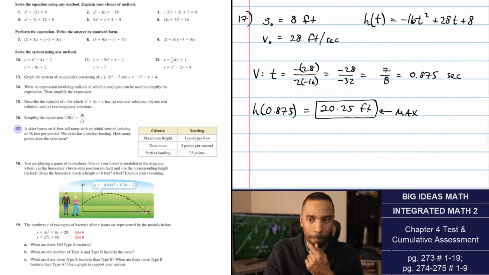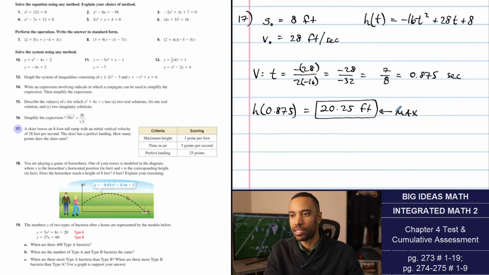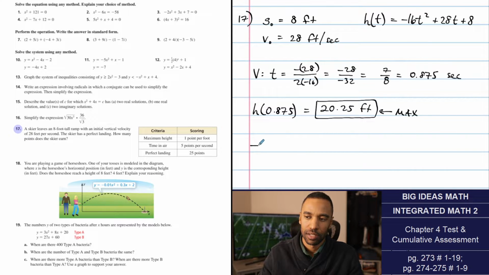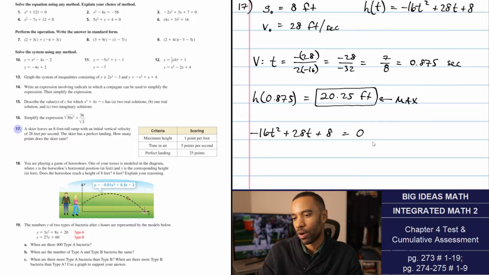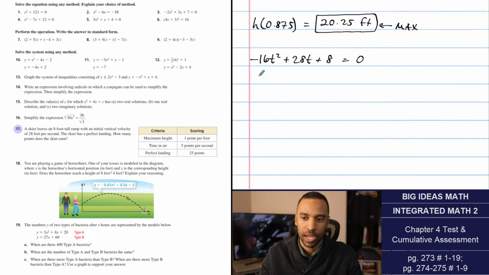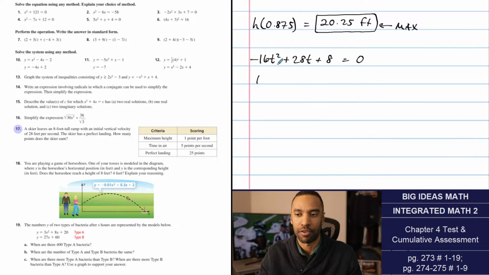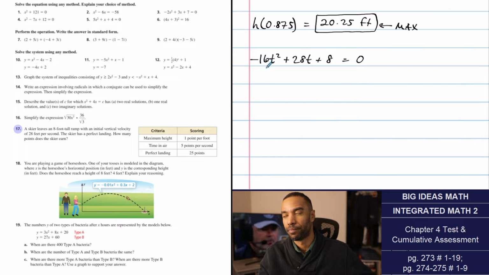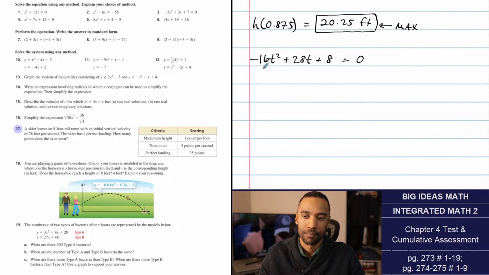Time in the air. How long is the skier in the air? This time we take that same equation, negative 16t squared plus 28t plus 8, and set it equal to 0. At what time do we get a height of 0? I'm going to change all the signs and divide everything by at least 4, negative 4. I get 4t squared minus 7t minus 2 equals 0.